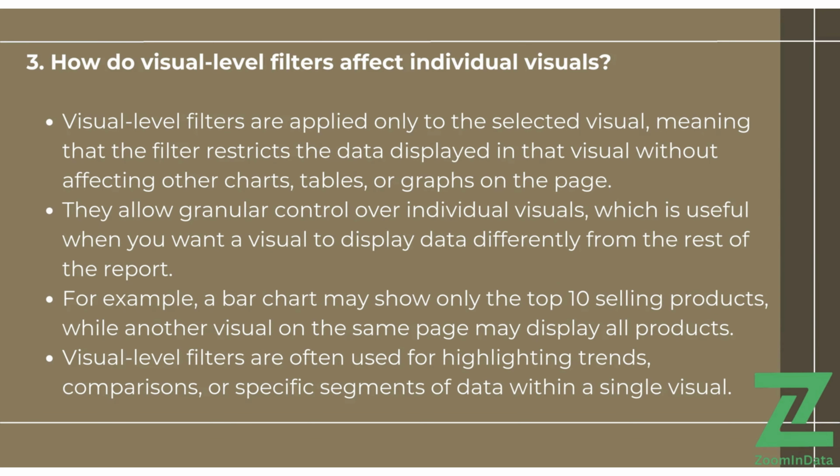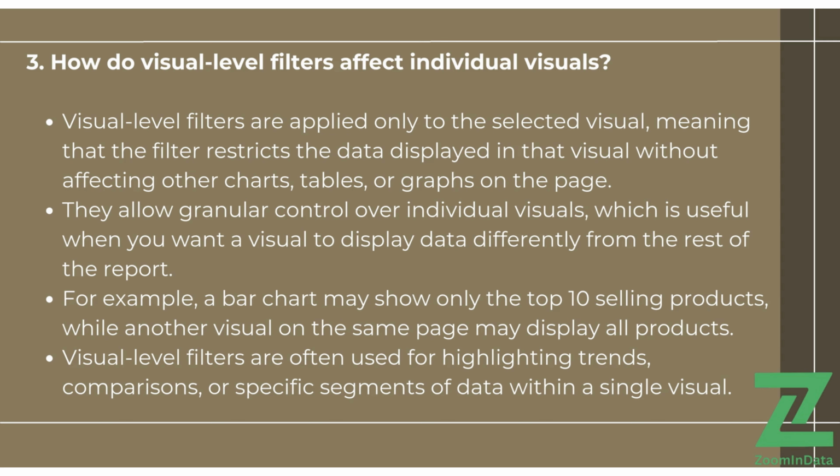Third question: how do visual level filters affect individual visuals? Visual level filters are applied only to the selected visual, meaning that the filter restricts the data displayed in that visual without affecting other charts, tables, or graphs on the page. They allow granular control over individual visuals, which is useful when you want a visual to display data differently from the rest of the report.